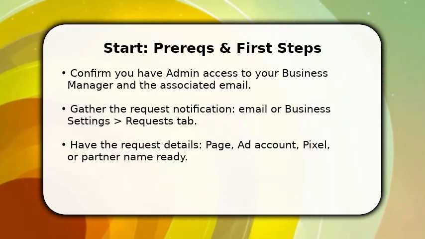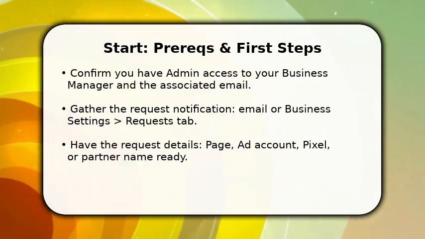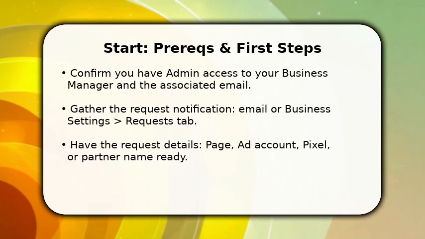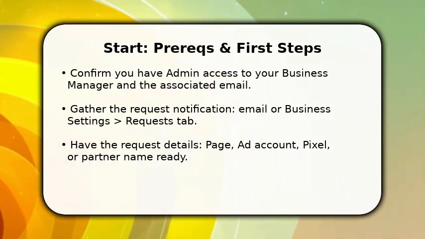You open Business Manager and act immediately. Verify you are an admin and the email on file matches. Next, go to Business Settings and click Requests. That's where pending approvals live.